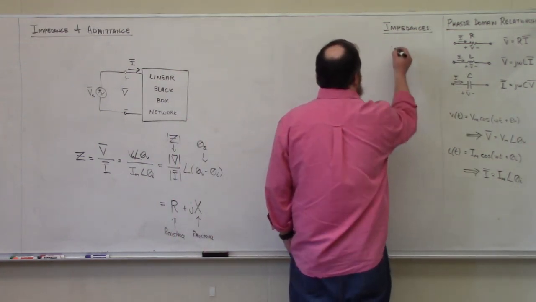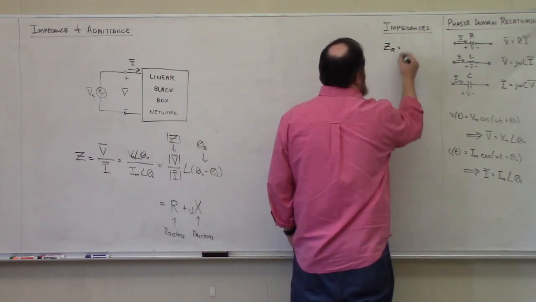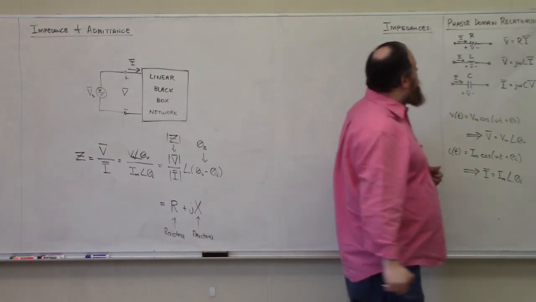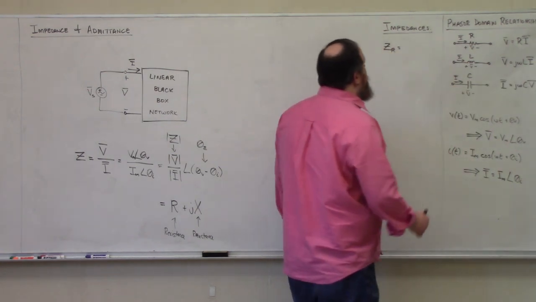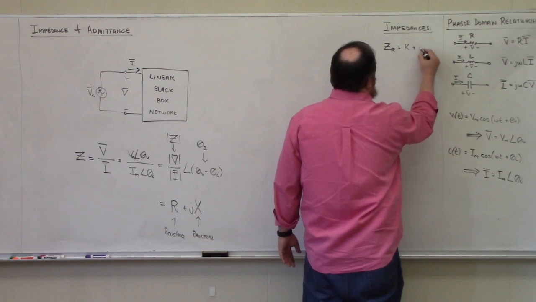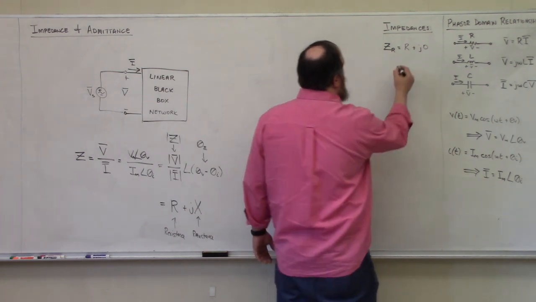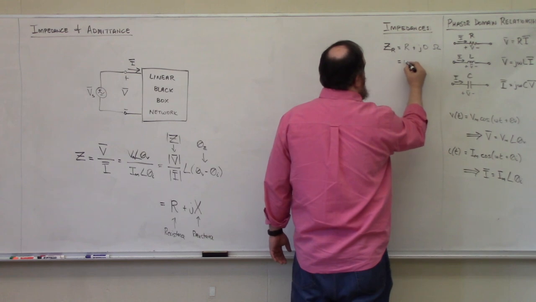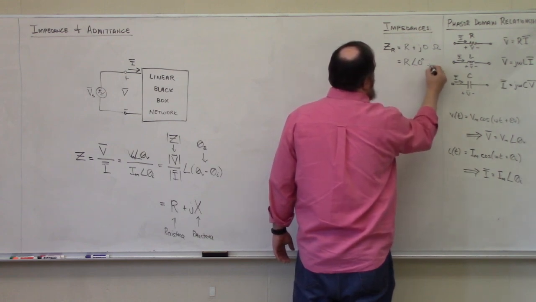So for a resistor, the impedance of a resistor, which is simply the ratio of the voltage divided by the phasor current, is going to be simply R, or in rectangular form, R plus j0 ohms, and in polar form, this would be R angle 0 degrees ohms.